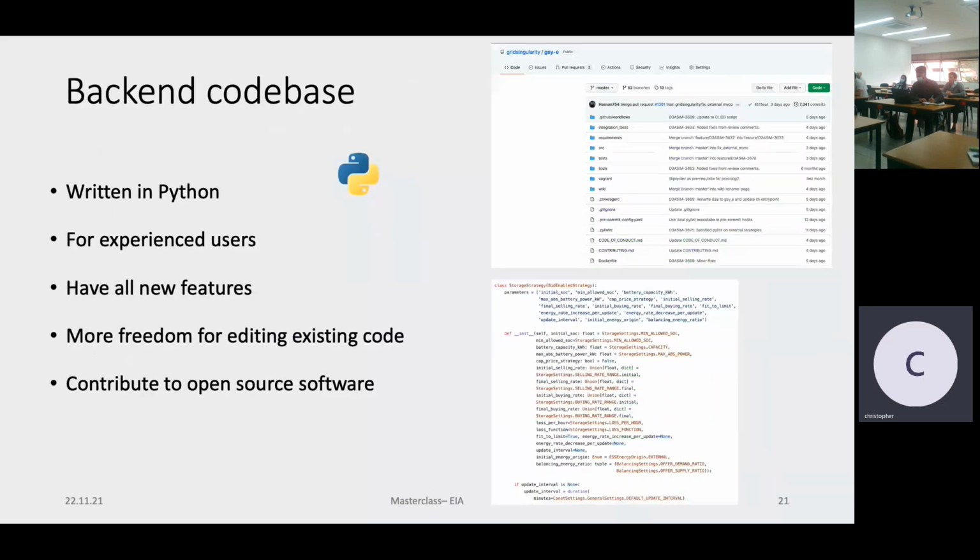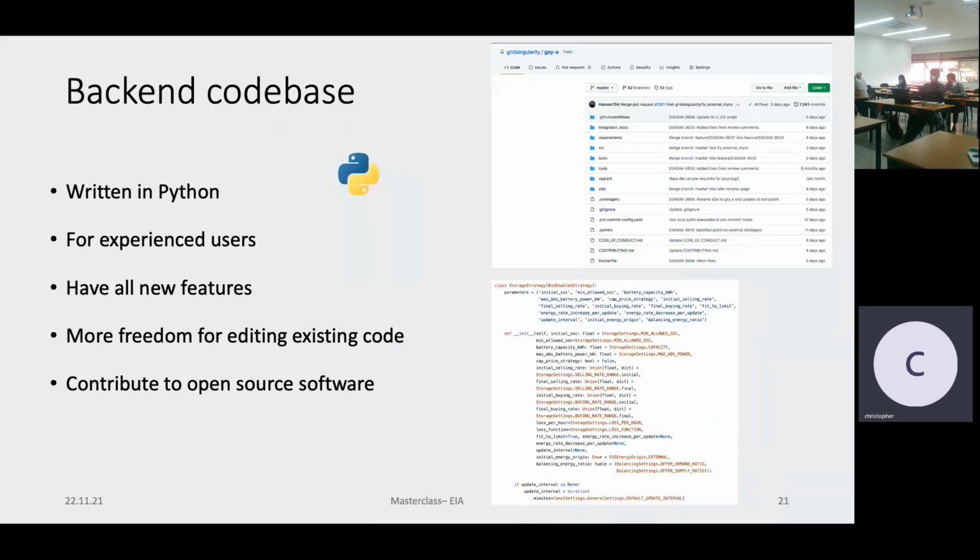I said before that the backend is completely open source, and it also allows you to run a simulation only on the backend, so without the nice user interface. The backend is written in Python, so it requires our users to know that programming language to be able to interface and launch simulations there. It has all the new features, so when you download the backend, you get the latest changes that we've developed. The advantage of using the backend is that you get more freedom from it.